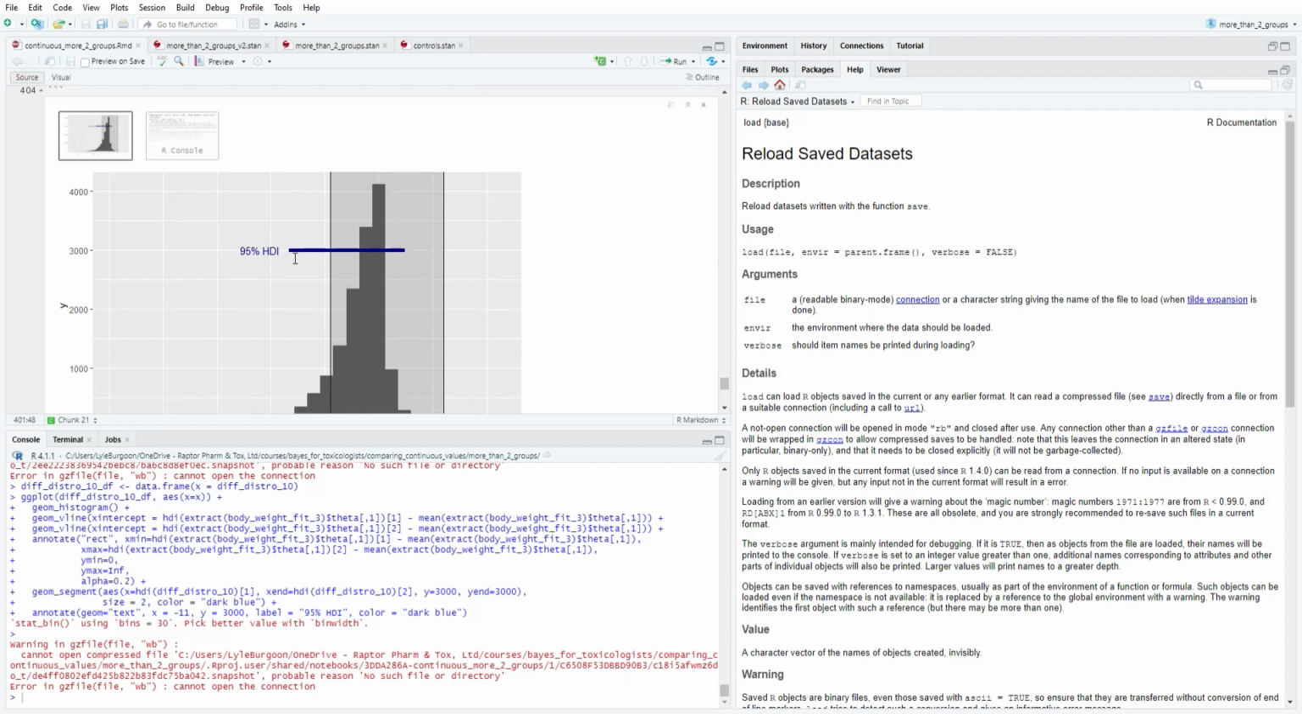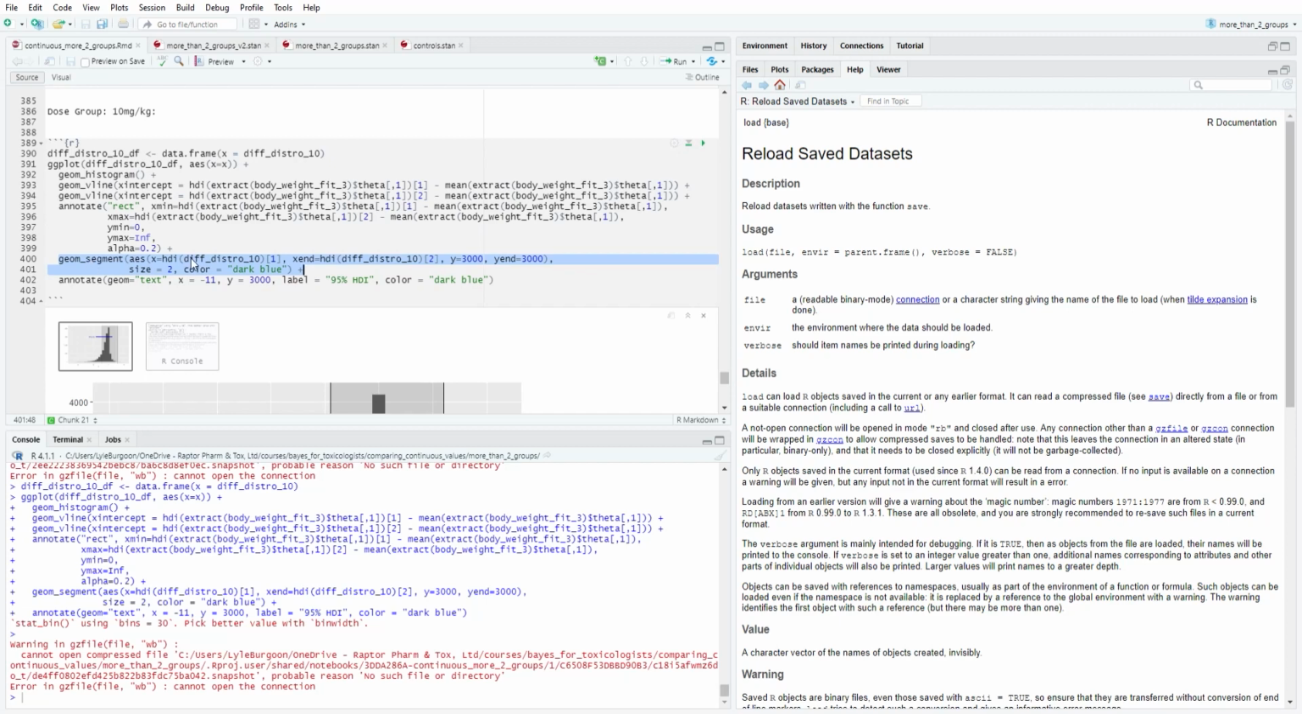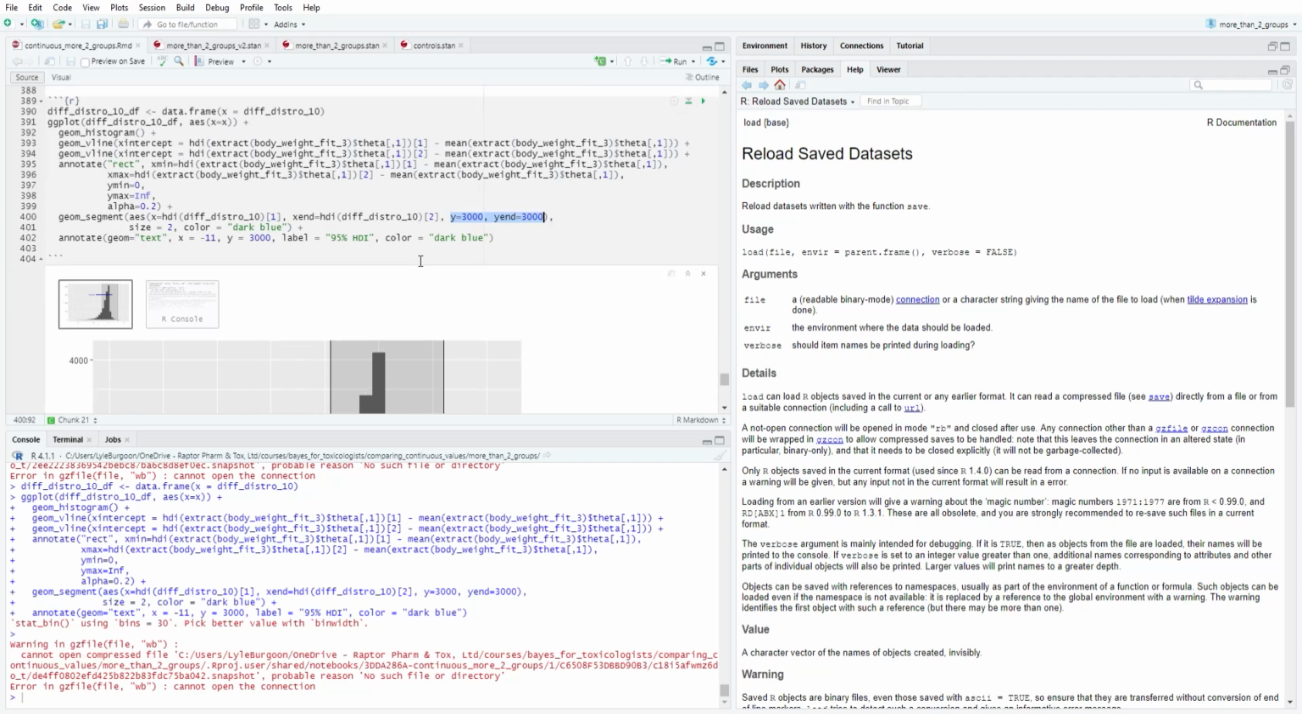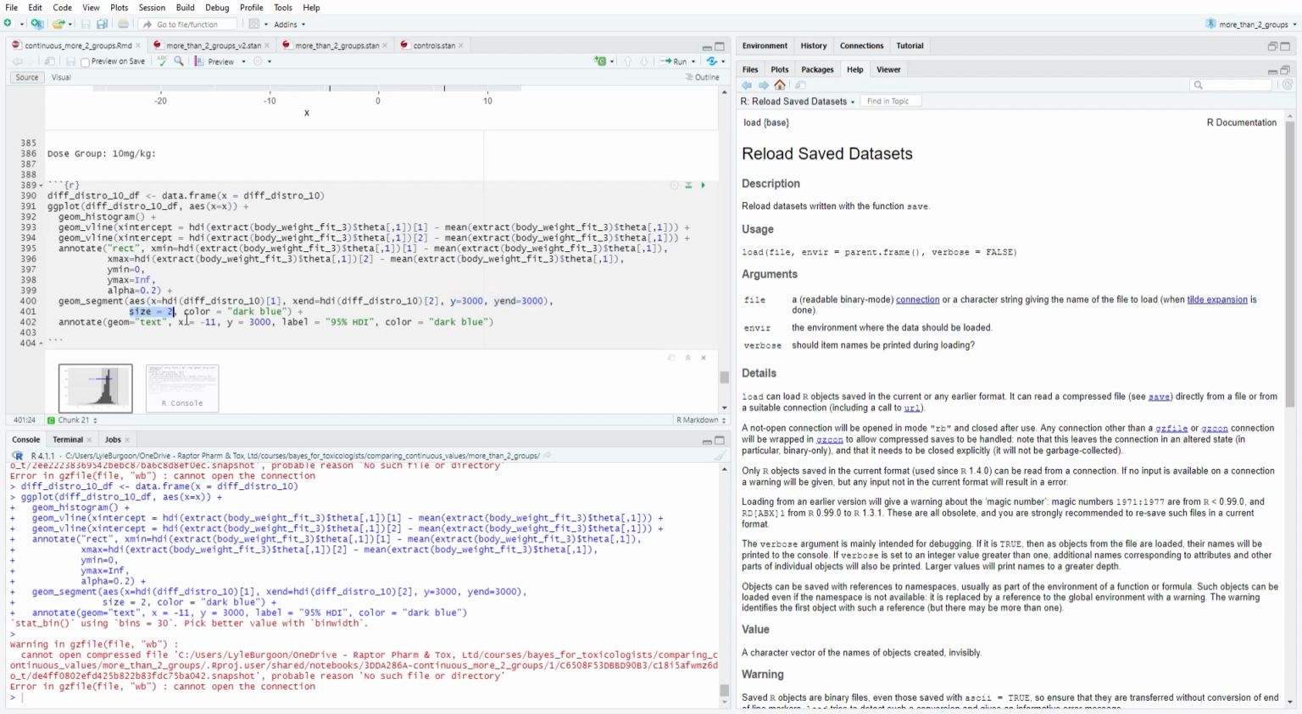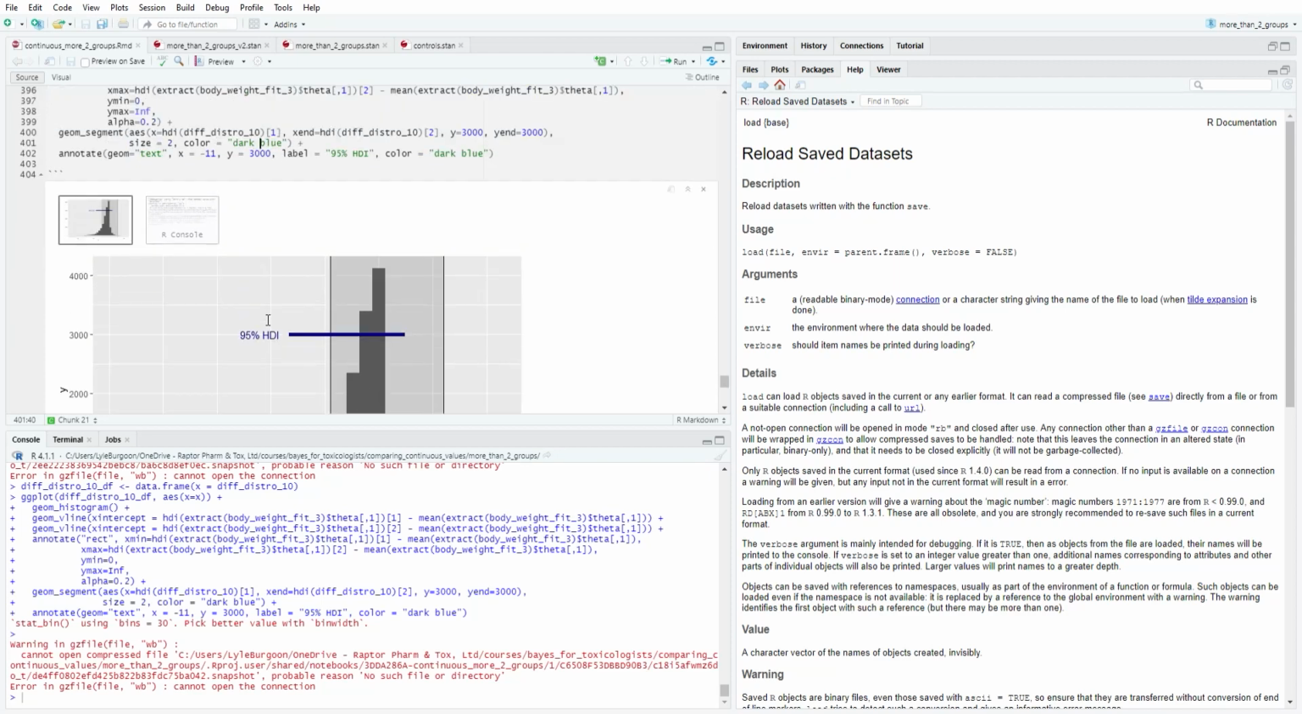Geom segment. This is how I'm drawing this blue line segment in every one of them. And here again, for the line segment, you have to tell it where to start on the x-axis, where to end on the x-axis, where to start on the y-axis, where to end on the y-axis. Okay, and that's what I'm doing right here. I'm telling it size 2, so it's kind of bigger than just a really thin line. And I'm telling it dark blue because I like dark blue.